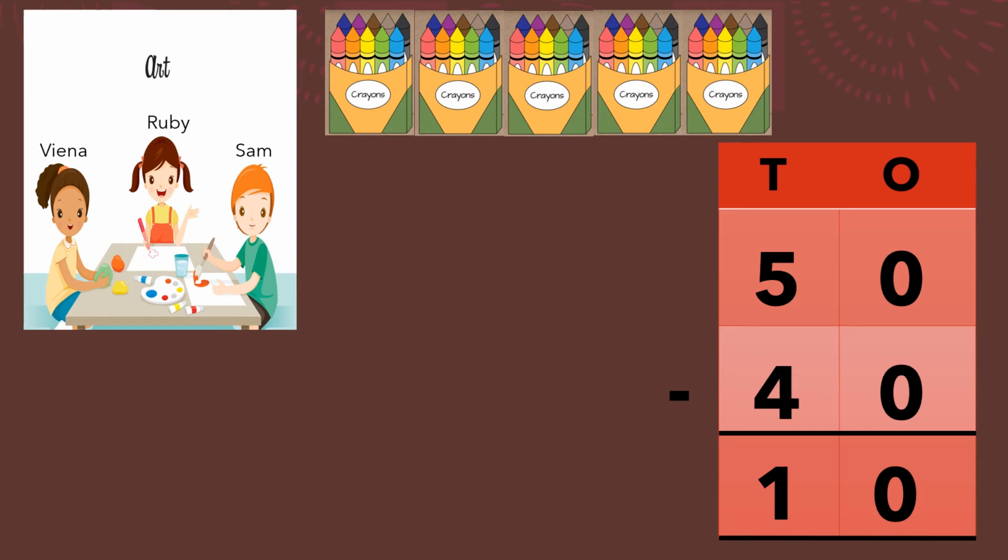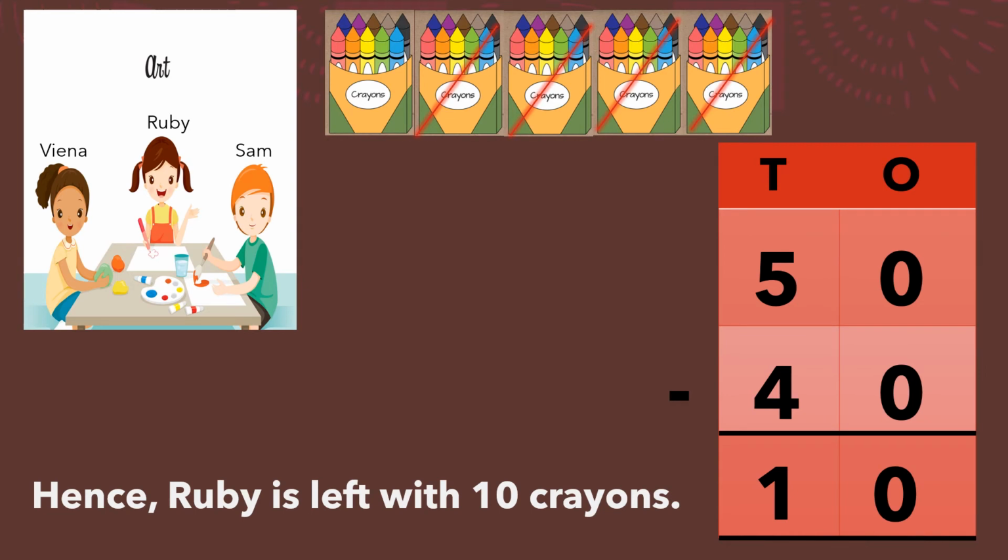Also, if you cross out the packets, one packet, another, another and another, 4 packets crossed out, she is left with just one packet of crayons which has 10 crayons in it. Hence, 10 crayons are left with Ruby.